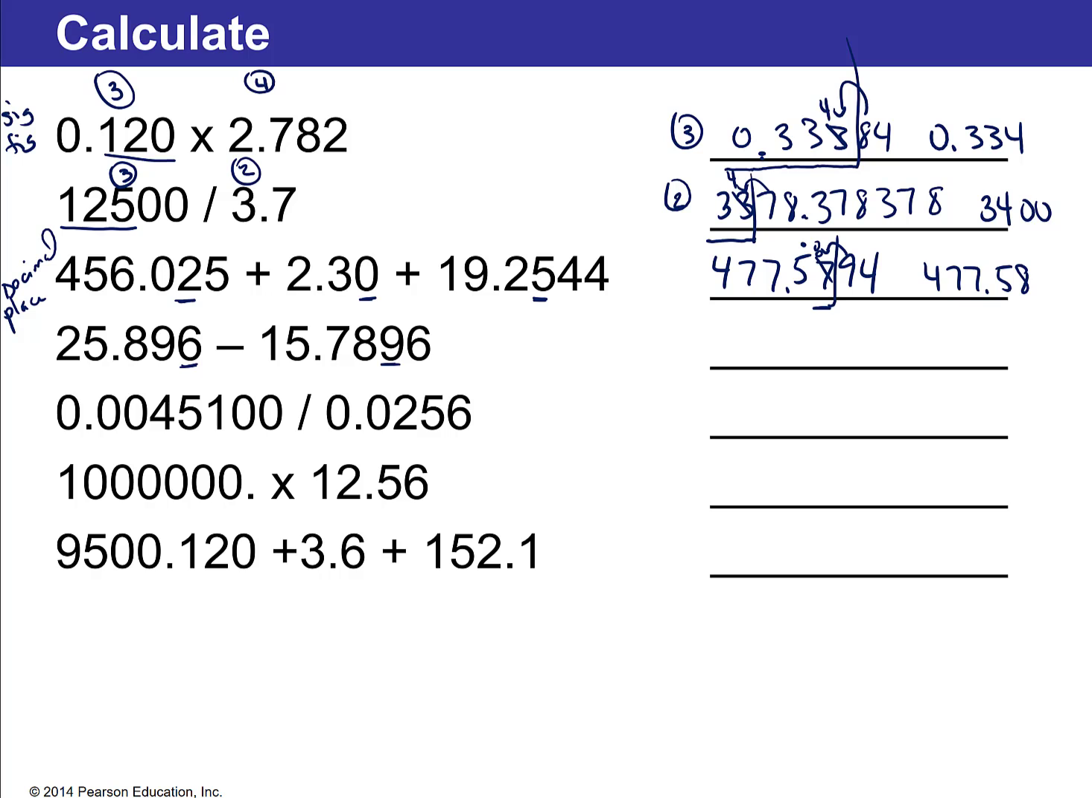So 25.896 subtract 15.7896, and I get 10.1064. So the third decimal place is the 6. So that means the rest of that has to round. It's a 4, so what happens? It rounds down. So that 4 just comes off. So it would be 10.106 in my answer.